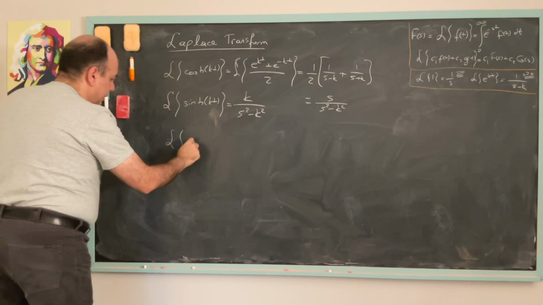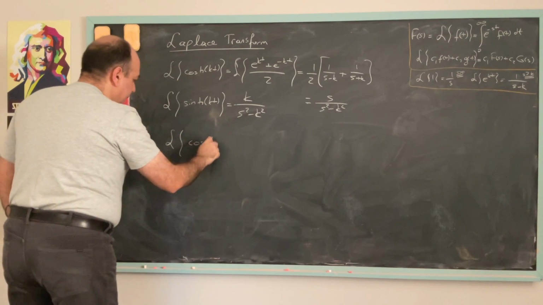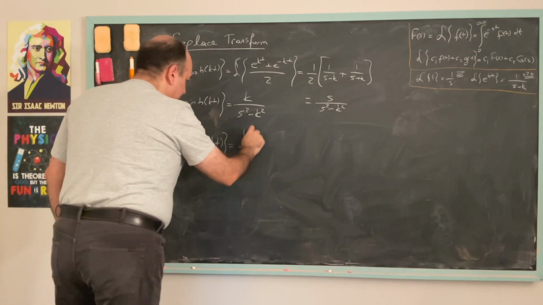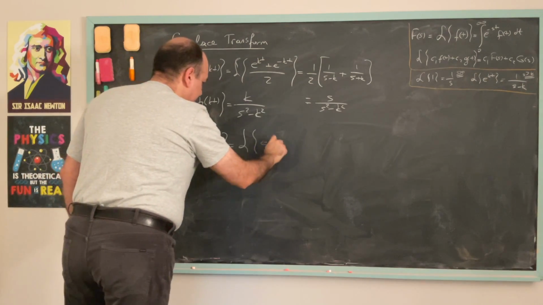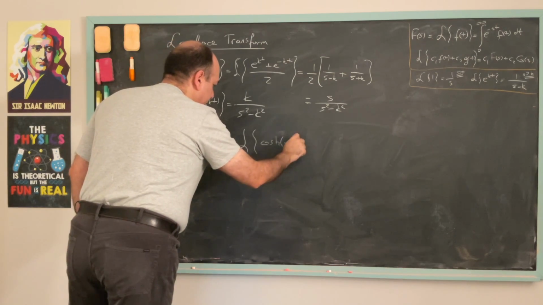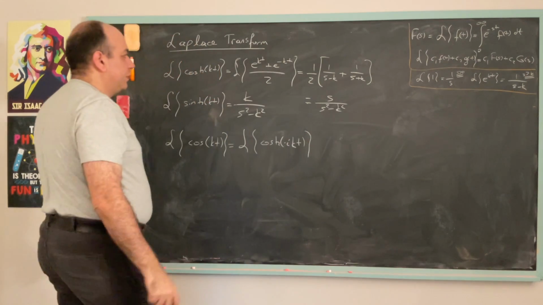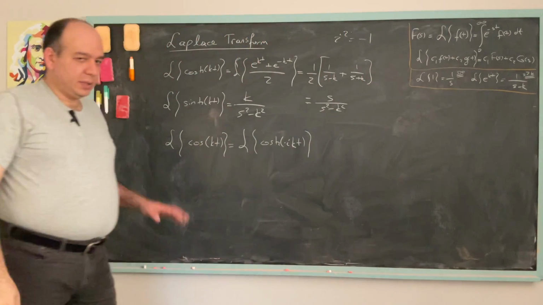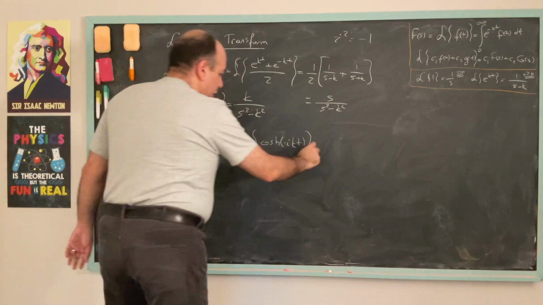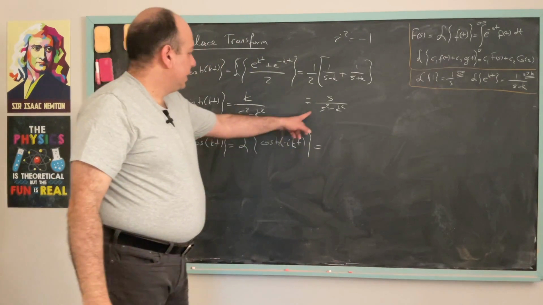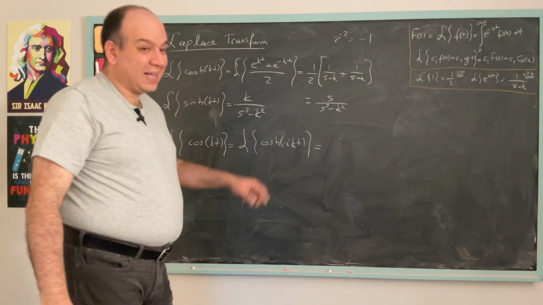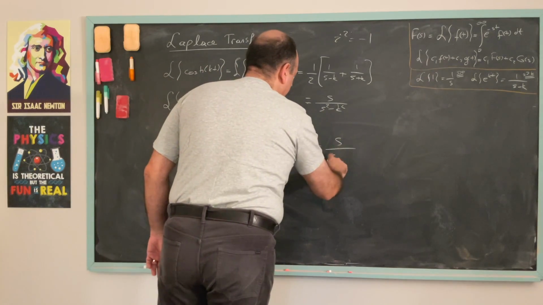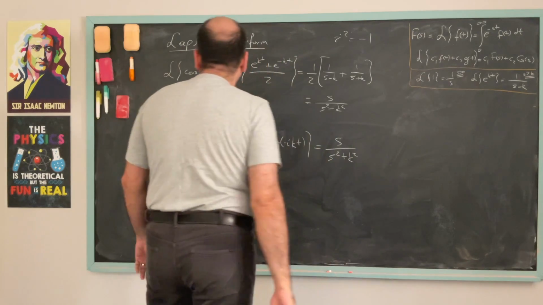So what is the Laplace transform of cosine kt? Okay. So this is going to be the Laplace transform of cosine hyperbolic i kt. I hope you all remember that, right? What is i? So i squared is equal to minus 1. This is my imaginary i, right? So this is going to be equal to, wherever I see k, I'm going to put ik. So i squared is minus 1. It's nothing but s over s squared plus k squared.